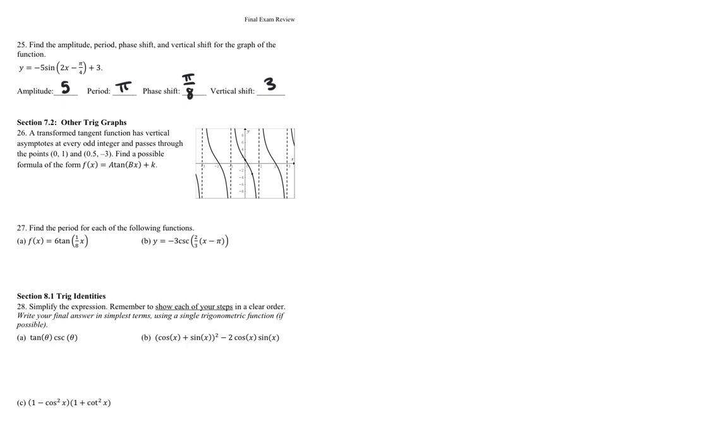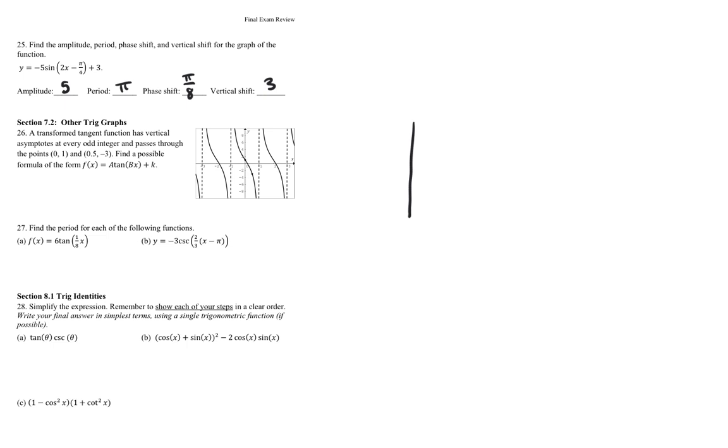So for question number 26, a transformed tangent function has vertical asymptotes at every odd integer and passes through the points 0, 1, and 0.5, negative 3. Find a possible formula of the form f of x is equal to a tangent b of x plus k. We can see the graph of the formula we were trying to find.